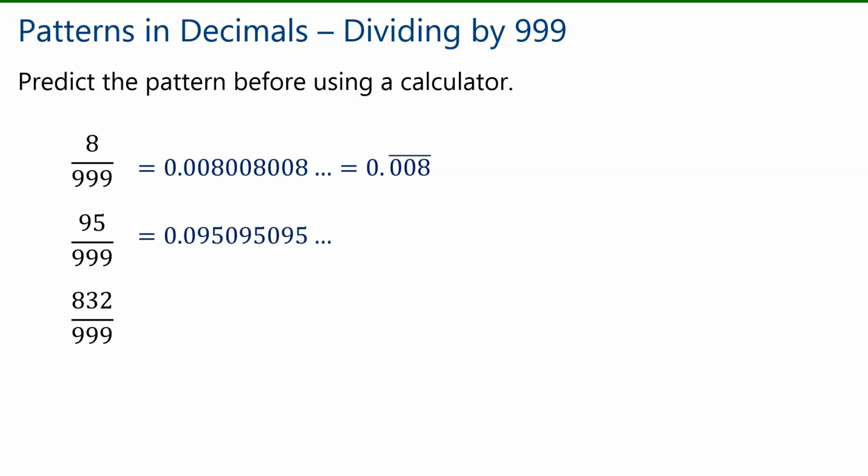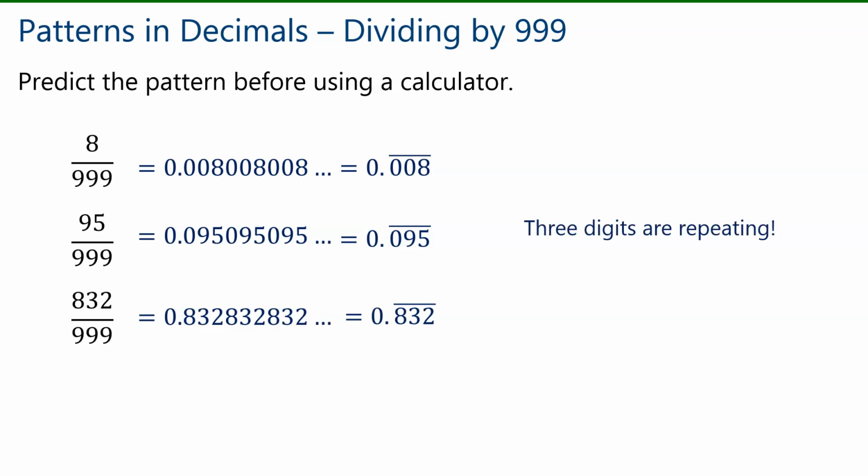That is 0.095095 repeating. And 832 is 0.832832, and so on. So because I'm dividing by 999, 3 9s, this time 3 digits are repeating. So again, it's whatever's in the numerator, but if there's only 1 digit like the 8, you'll have to add 2 zeros. If it's 2 digits like 95, you'll have to add 1 zero in front. So these are important patterns for you to remember. You don't need a calculator whenever you divide by 9, 99, or 999.